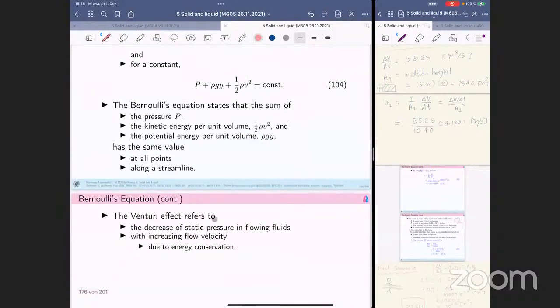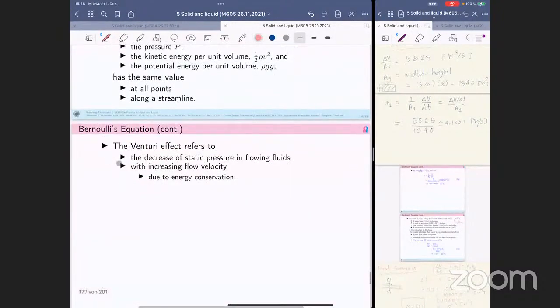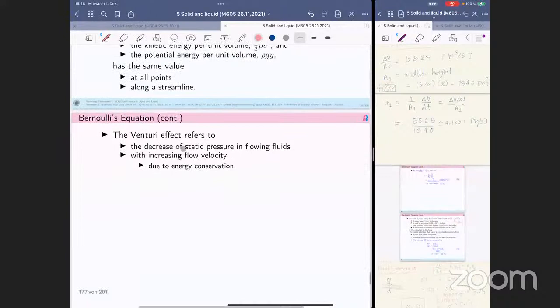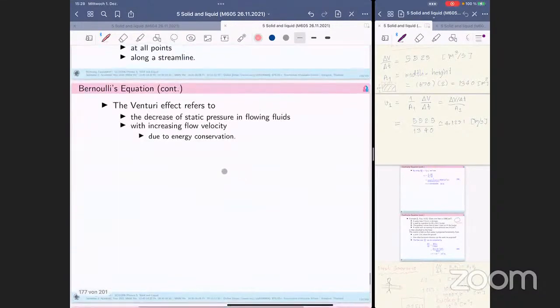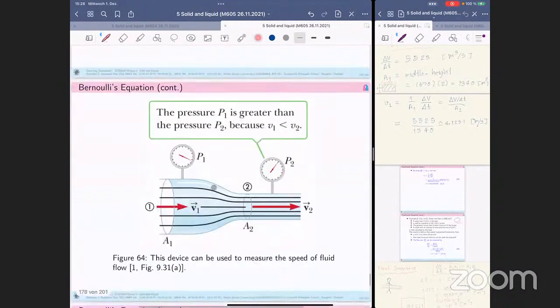The Venturi effect is a special case of Bernoulli's equation, and this effect is quite well known in fluid motion or fluid dynamics. The decrease of the static pressure in fluid flow results in the increase of flow velocity due to energy conservation. If you don't understand this sentence, let's get into the detail.